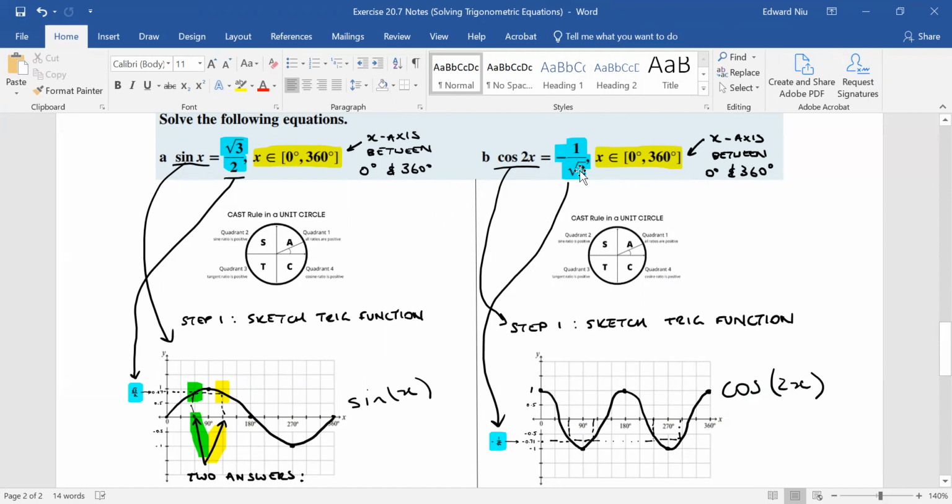Now, in blue, the -1 on root 2, we have to think to ourselves, let's see that as a decimal, because irrational numbers or surds are sometimes hard to visualize if you're unfamiliar.